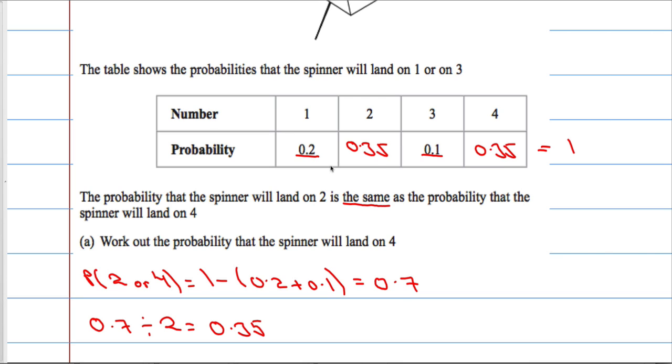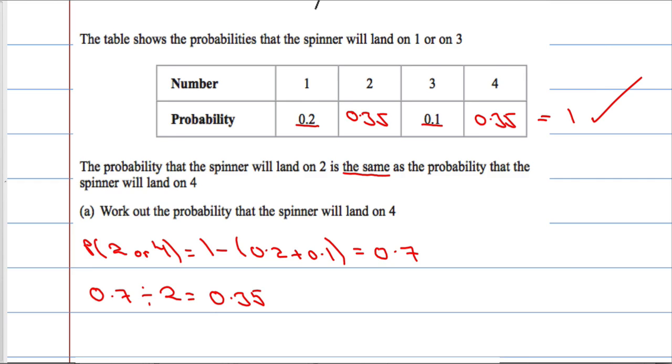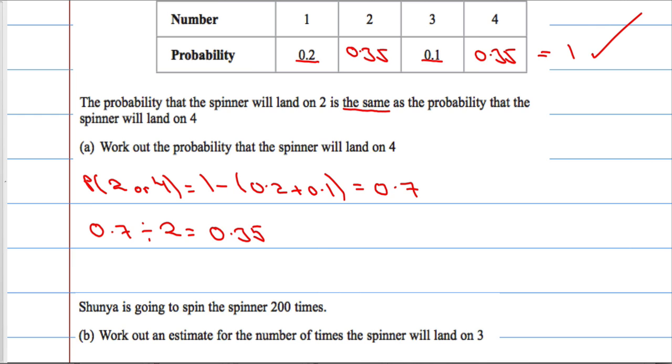And let's check that we've got this correct. 0.2 plus this will give me 0.55, 0.65, and then adding that on, that gives me 1. So we're good. So the probability it will land on 4 is 0.35.